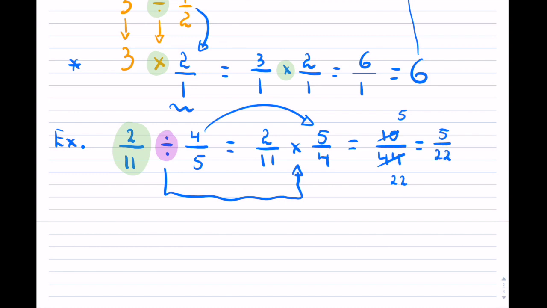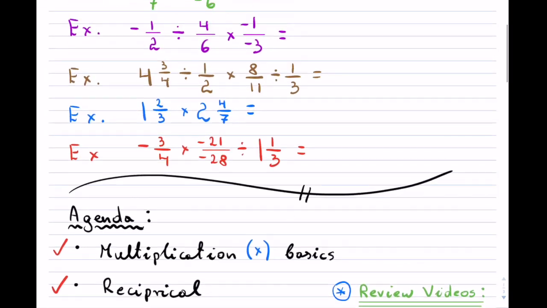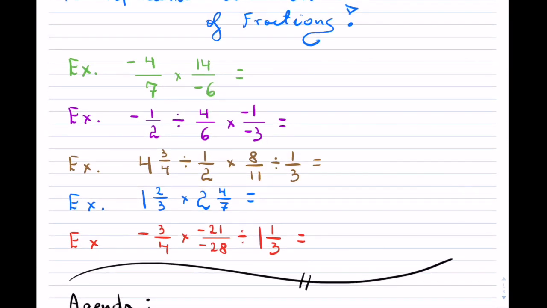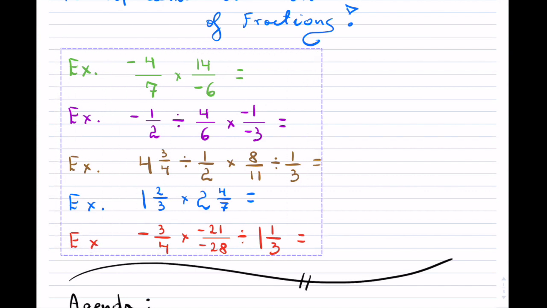Now, I'll come back to this reducing shortly. But the main idea is I just wanted to show you what happens with division. So division is nothing else but multiplication by its reciprocal. So now we know how to do the basics of multiplication. We know what the reciprocal is, and we know the basics of division. So let us take these crazy examples, which is going to be the last component. So I'm going to copy these down.